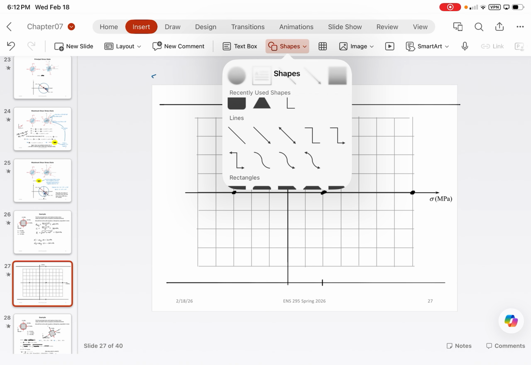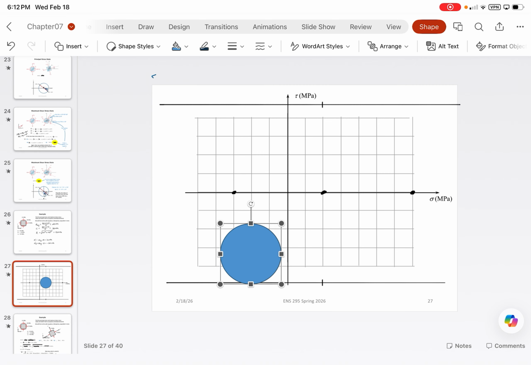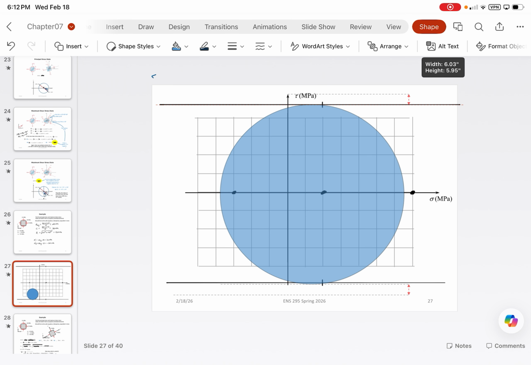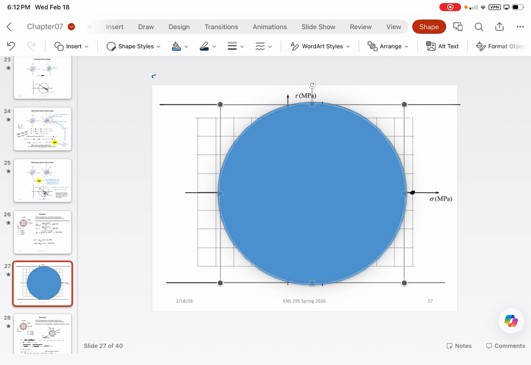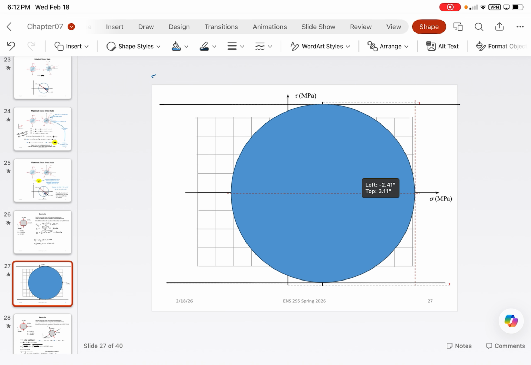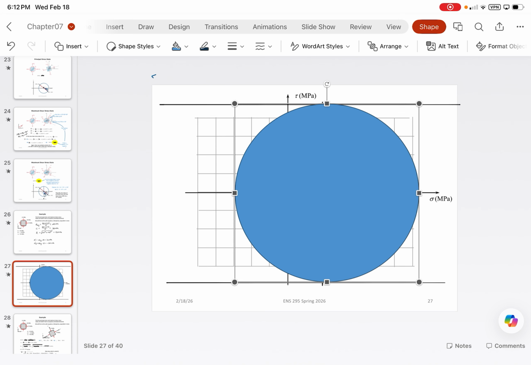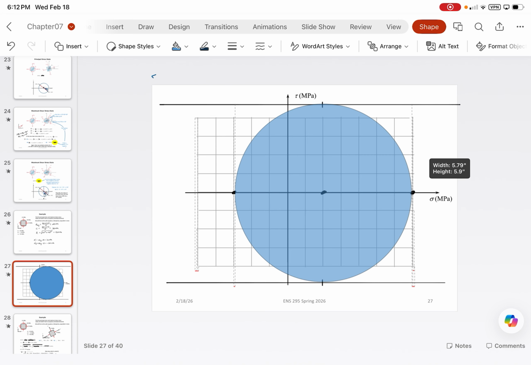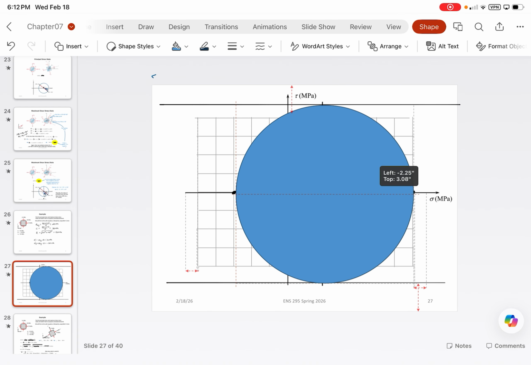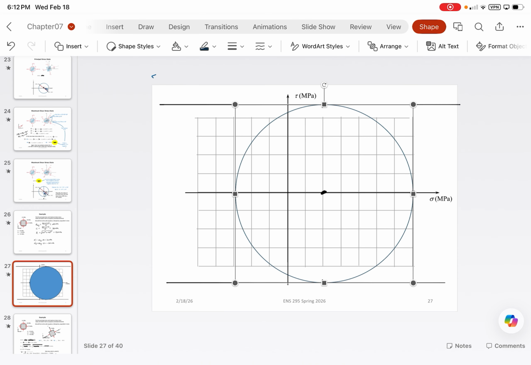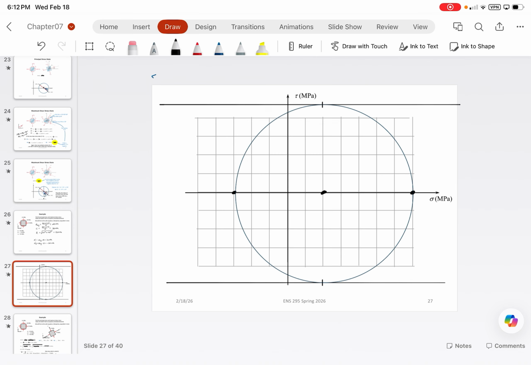insert shapes with a circle. And then let's scale this down. Whoops. This is the rough circle, roughly. So there's going to be no fill on this. That's our Mohr circle, give or take. All right.